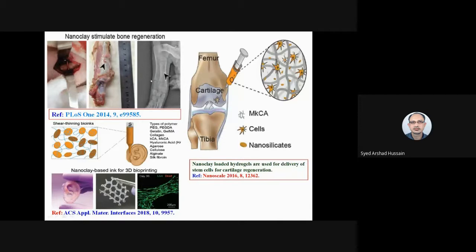I have taken this. This is not my work. I have taken this just to show you that clay has applications in diverse fields. You can see they suggested that bone regeneration accelerates if clay is used in the system. Similarly, you can see nanoclay loaded hydrogels are used for delivery of stem cells for cartilage regeneration. And researchers are very optimistic; the results are good.